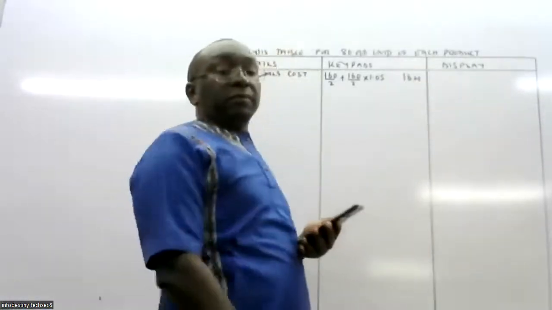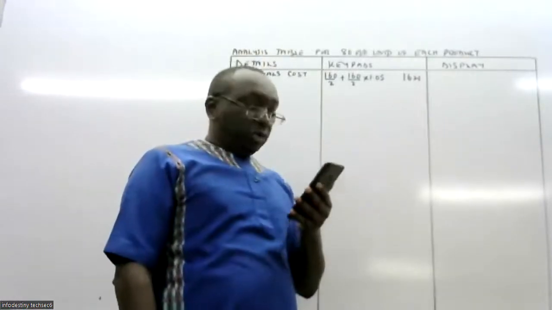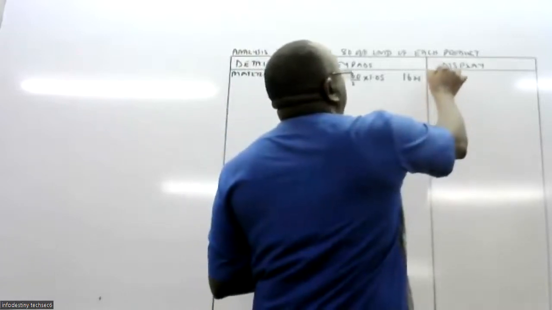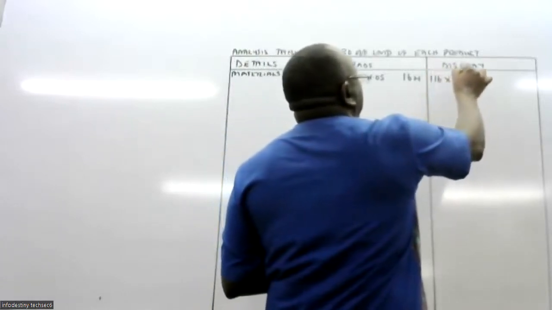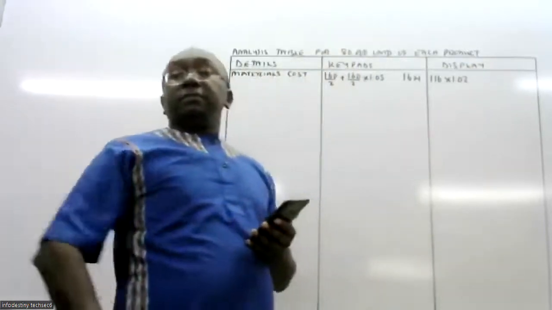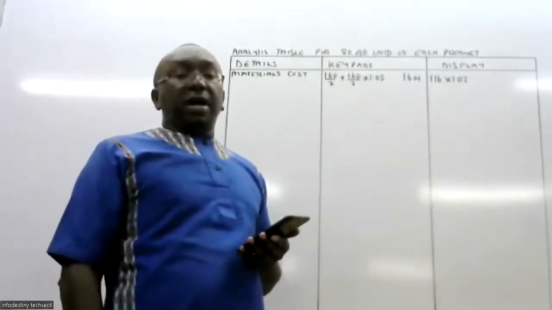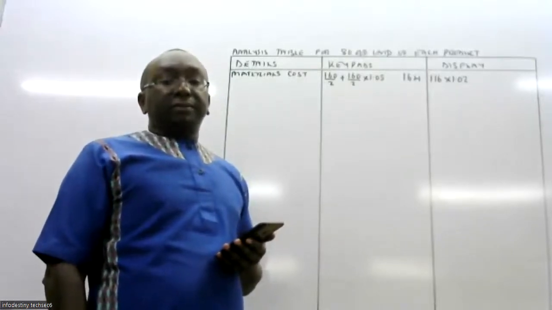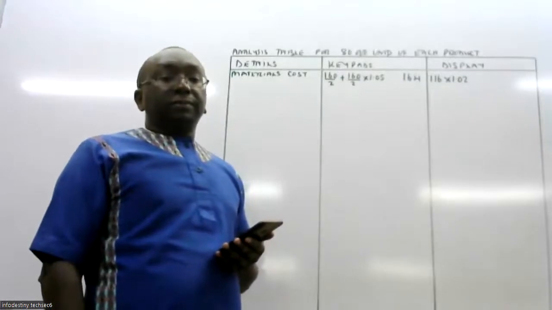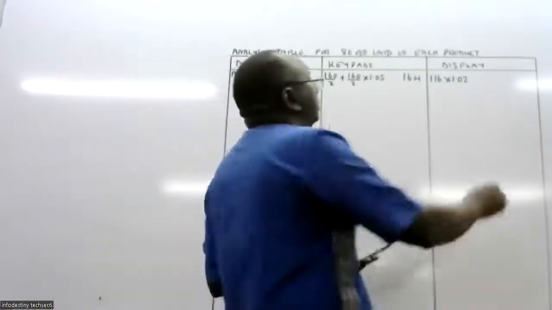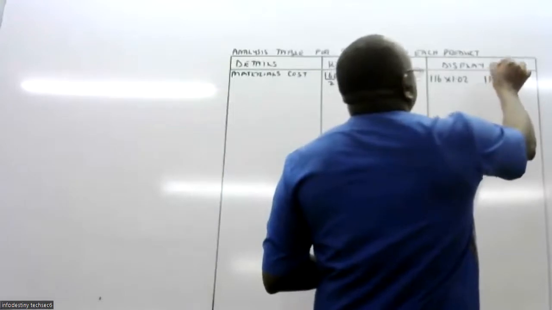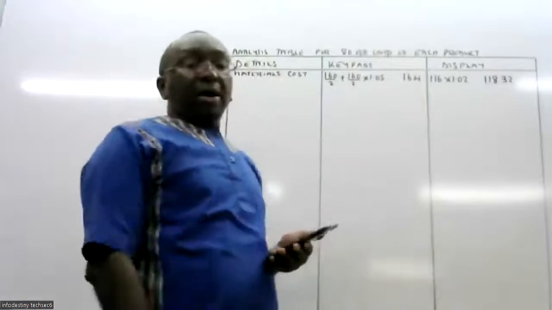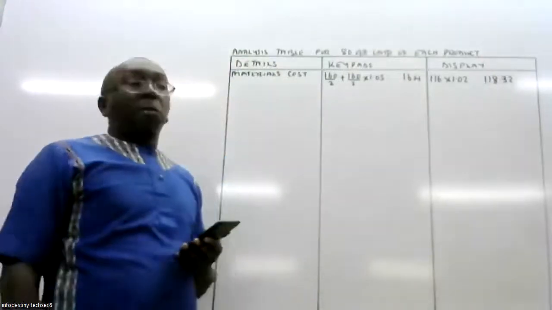164. And then when you go to the next 116, now these ones, they are increasing immediately by 2%. So you multiply by 1.16. So give me the answer. 118.32.